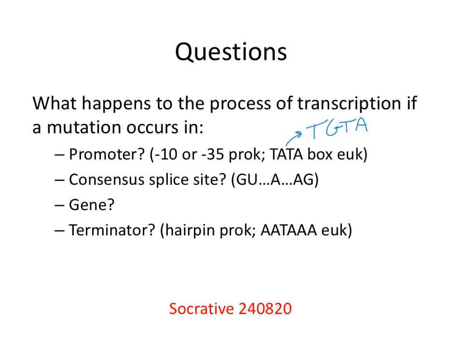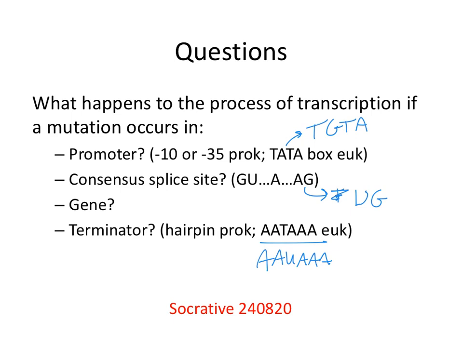What if you mutated the consensus splice site to GUA, there are no T's in RNA, UG. Could you splice that intron out? Not necessarily, because you've removed that sequence that the cellular machinery is looking for to know that that's the end of an intron. And the same is true for a terminator. We learned in eukaryotes that there's a sequence in the RNA molecule, AAUAAA, that's essential for telling transcription where to stop. If you mutate that sequence, transcription just keeps going and going and going.